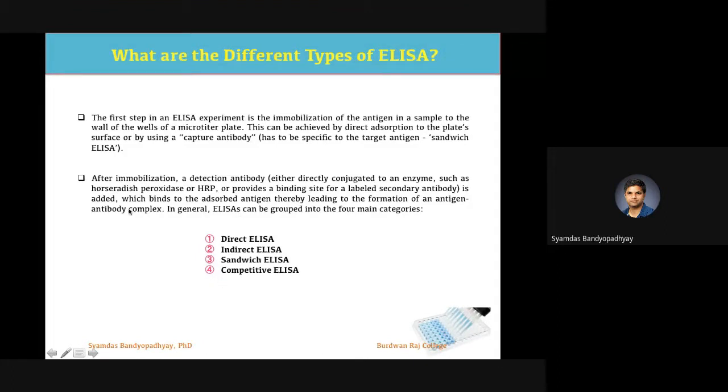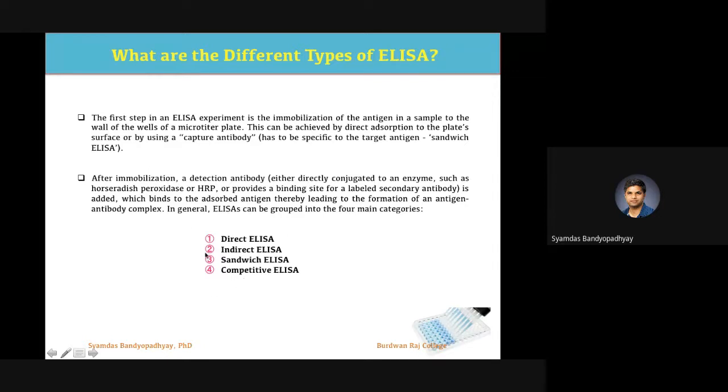For example, after immobilization, a detection antibody is added, which binds to the adsorbed antigen, thereby leading to the formation of an antigen-antibody complex. In general, ELISAs can be grouped into 4 main categories, right? So the modifications of ELISA can be grouped into 4 different categories.